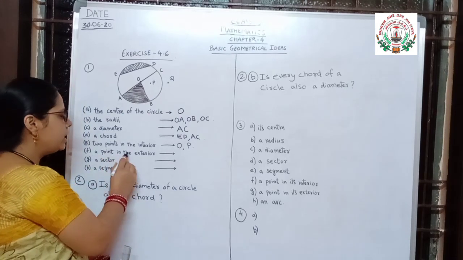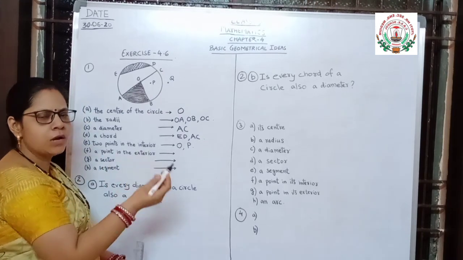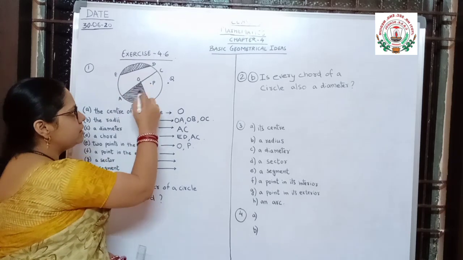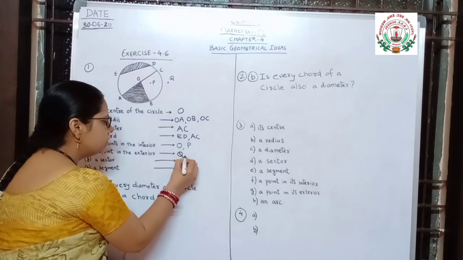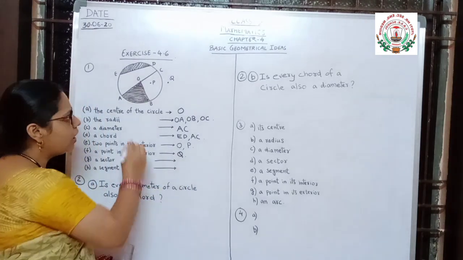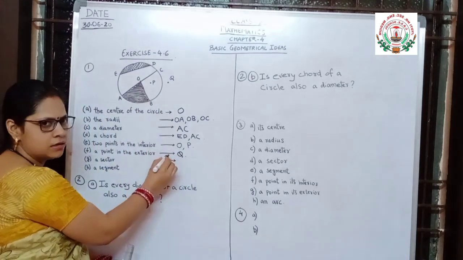Now a point in the exterior. Exterior means outside. Outside means outside this circle. One point Q is given. So Q is the only one point outside the circle, in the exterior.